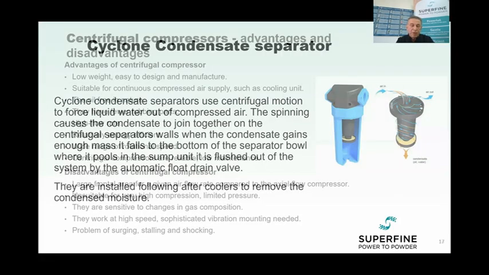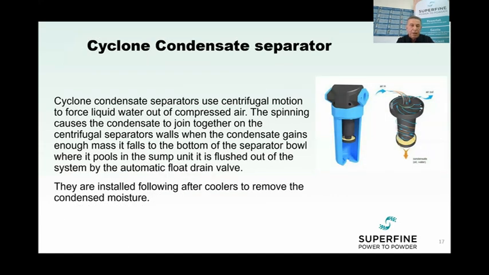So we finished with the main types of compressors, and now we're going to other components of the air supply system. The first one is the cyclone condensate separator. It uses centrifugal motion to force liquid water out of compressed air.